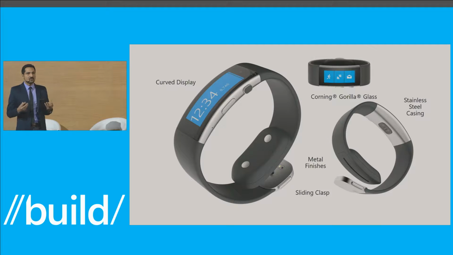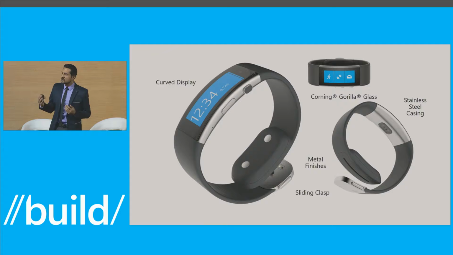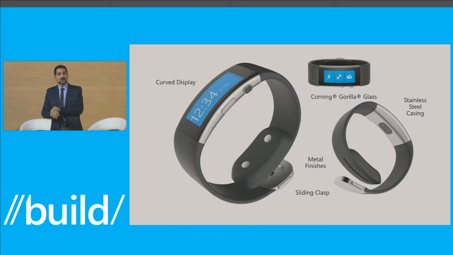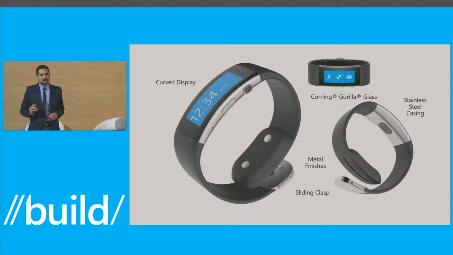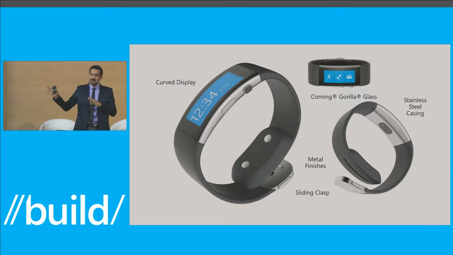So it needs to have a premium look and a premium feel. So with Microsoft Band 2, what we decided to do was we changed all of the casings to be stainless steel, and we brought the metal finishes to the strap as well as the casing for the glass. One of the things that we kept was the sliding clasp. With Microsoft Band 1, everybody loved the sliding clasp. In Microsoft Band 2, we maintained that clasp. So that's the visual refresh of Microsoft Band 2.